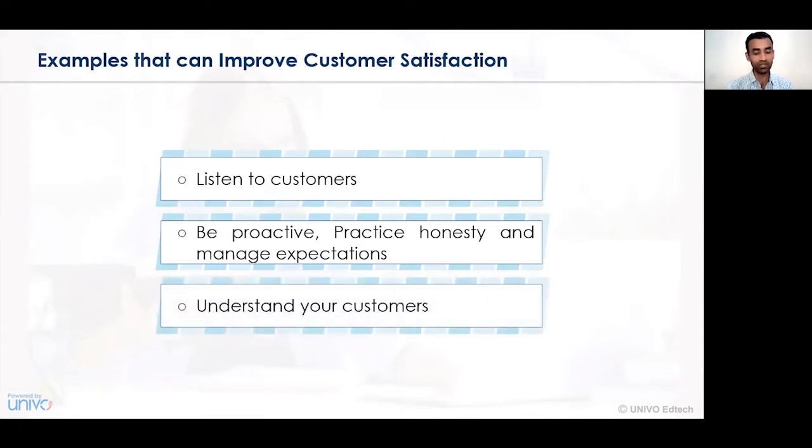Understanding the customers. Here, we need to understand who our customer is, what product, quality or services we need to provide, and how those products and services can be provided in a better way or in a qualitative way. For those considerations, understanding the customer is essentially important.